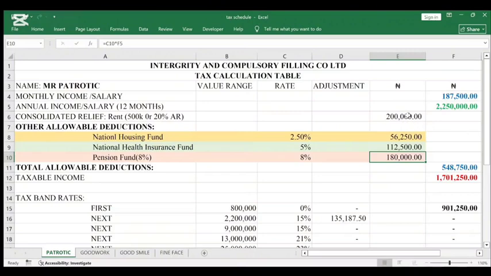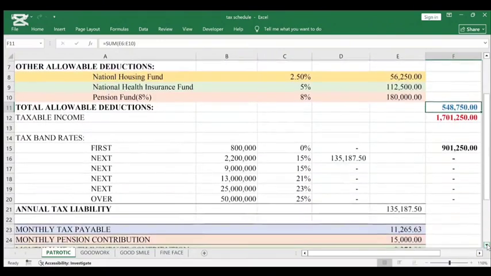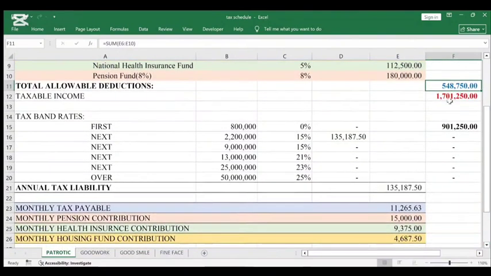Right, now to sum all these values, we have this 548,750 naira as his total allowable deductions. Now we will reduce these allowable deductions from his annual income to arrive at his taxable income, which is 1,701,150 naira. All right, now let's scroll up. Now this taxable income is what will be used to apply the official band rate that was given. All right, it's a mistake here, sorry for that.